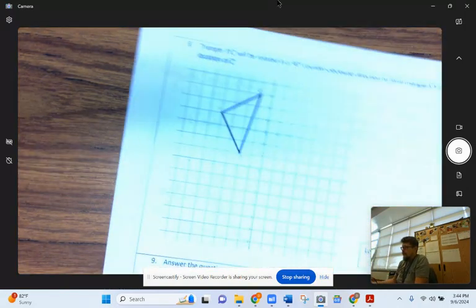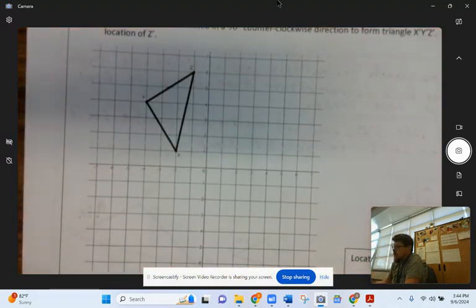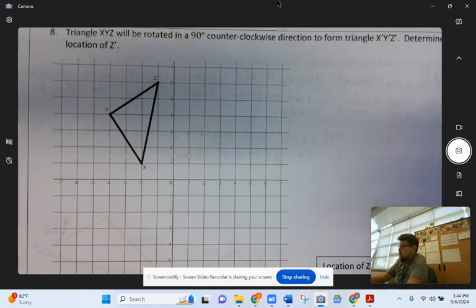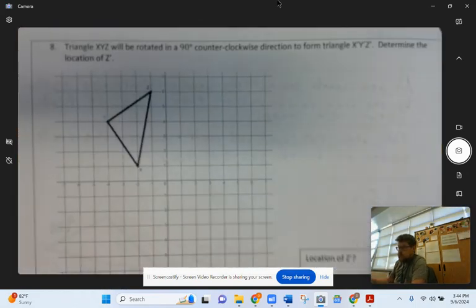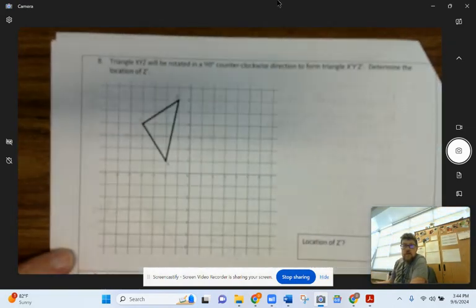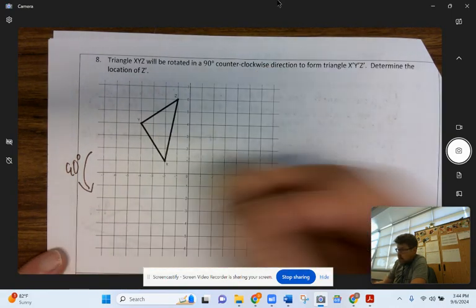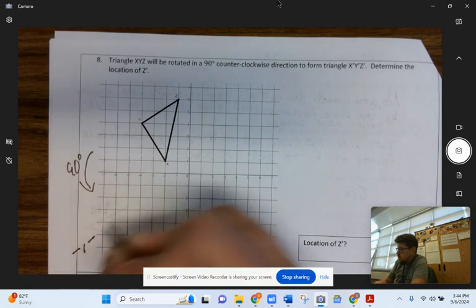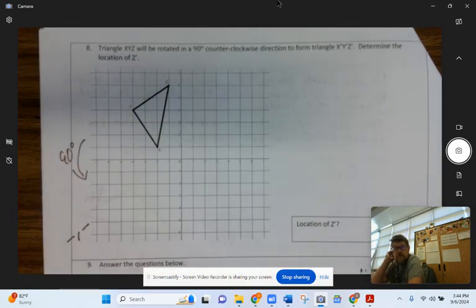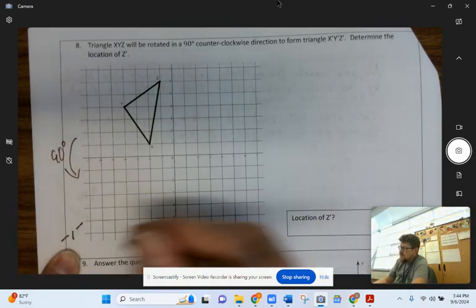Okay. Triangle XYZ will be rotated in a 90-degree counterclockwise direction to form triangle X prime, Y prime, Z prime. Determine the location of Z prime. So if we talk about a 90-degree counterclockwise rotation, 90 degrees counterclockwise is going to go down here, okay, into quadrant 3. Right. So we know, based on our graph earlier, that we're expecting our points to be negative once they transfer into this area right here.